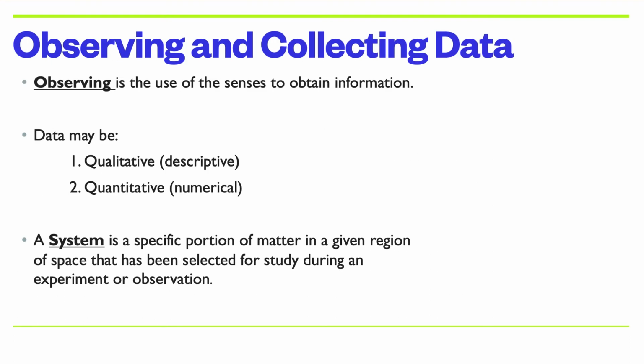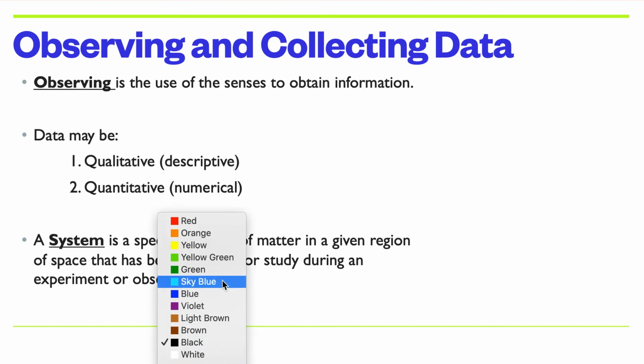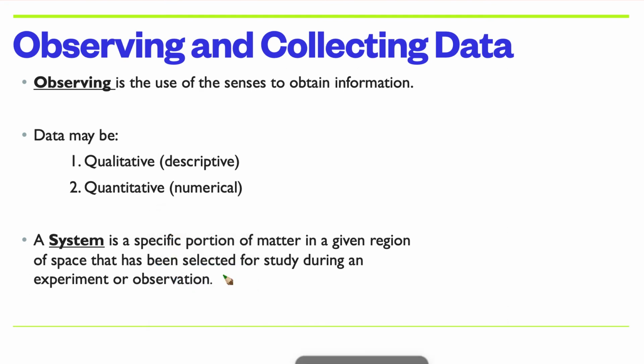So, observing and collecting data. The first part we're going to talk about is observing, which is the use of the senses to obtain information. And when we observe, data may be qualitative, which is descriptive, or quantitative, which is numerical. So we're dealing with numbers. And how I remember this is, number starts with the letter N, and quantitative also has the letter N.